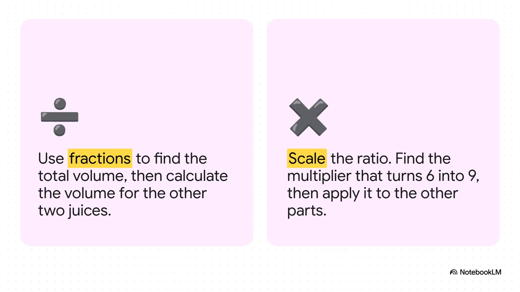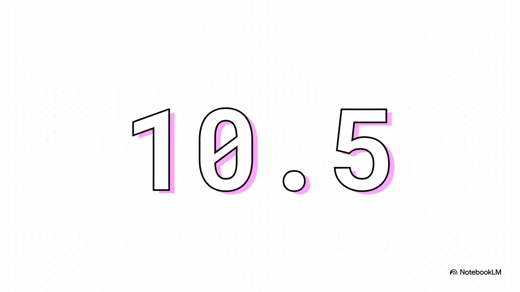What's great is that there's often more than one way to get to the answer. Method 1 is a bit more involved, using fractions to find the total. But method 2, well, that uses the golden rule we just learned. We just ask ourselves, what number do I have to multiply 6 by to get to the 9 cups I actually have? That number is 1.5. So all we have to do is apply that same multiplier to the other parts of the ratio. And just like that, there's our answer.